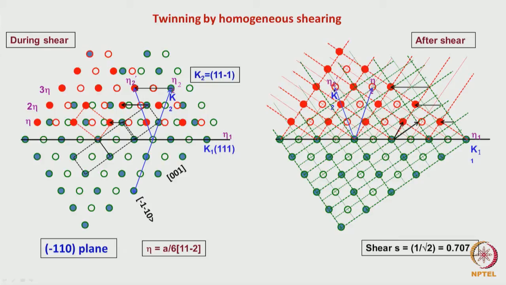If we look at the shear vector which corresponds to this for this FCC lattice, we can calculate this, and it will turn out to be 0.707. So this is a very high shear. Only for this shear will a twin related structure be formed for these planes. For some other plane, if you consider, a different shear vector may be required.